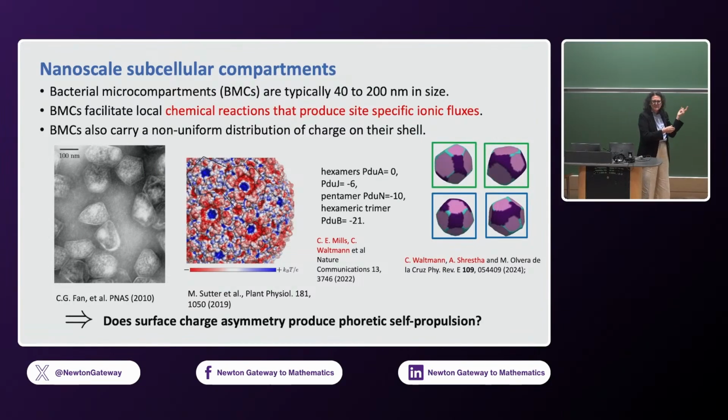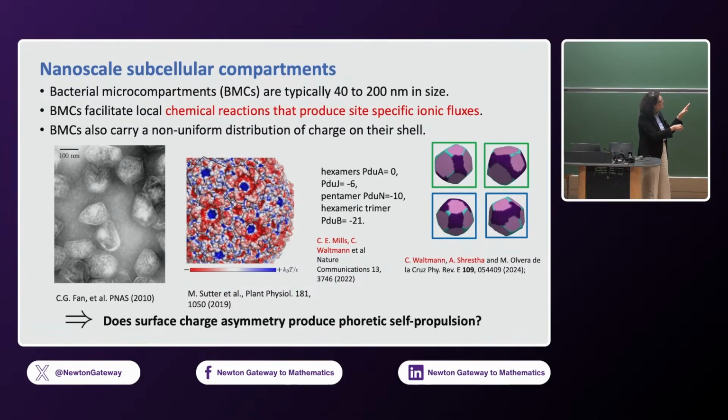For a long time, I had been working on bacterial microcompartments, which are nanoscale shells, 40 to 200 nanometers in size, made up of, like, in the case of this PDU microcompartment, 7 shell proteins, all different, and they have different charges between their components, and they have different interactions. So we know that they don't form icosahedra.